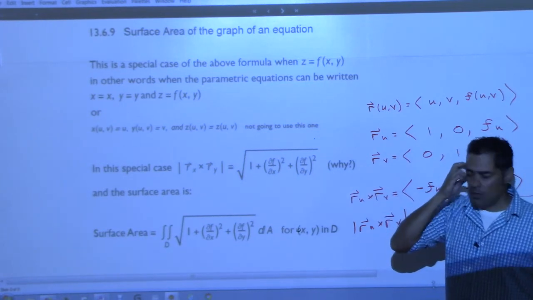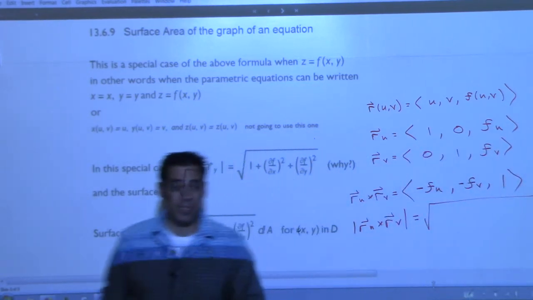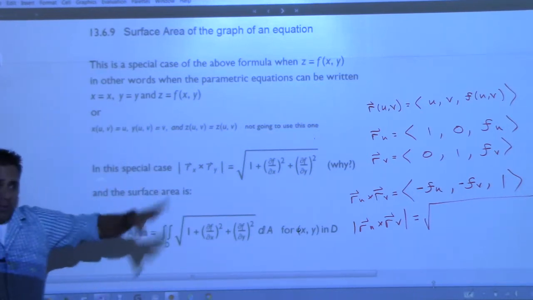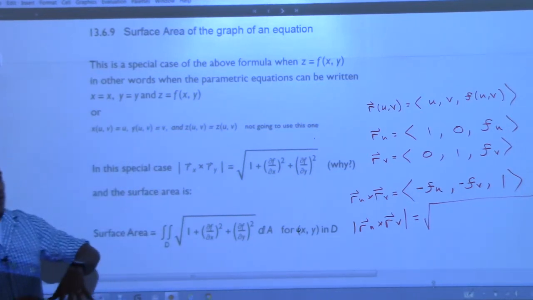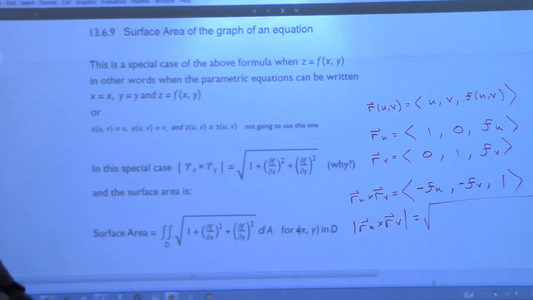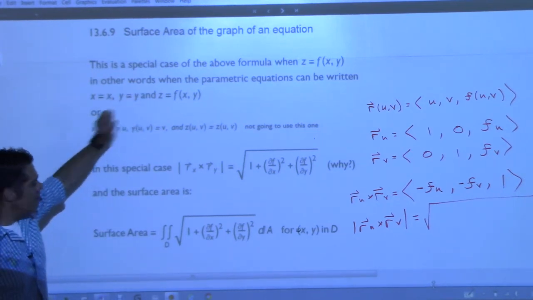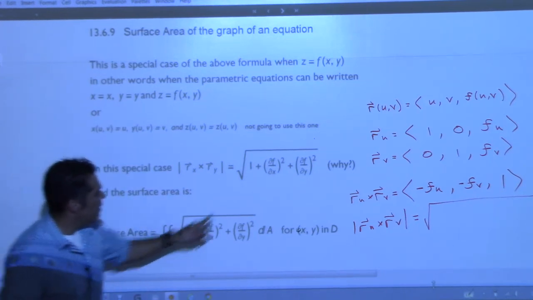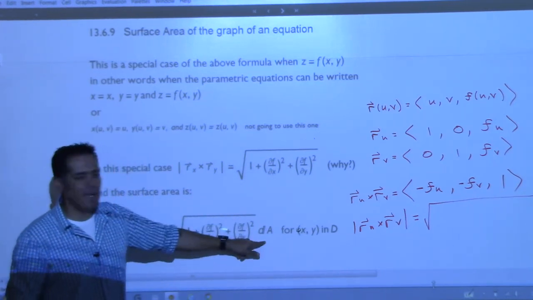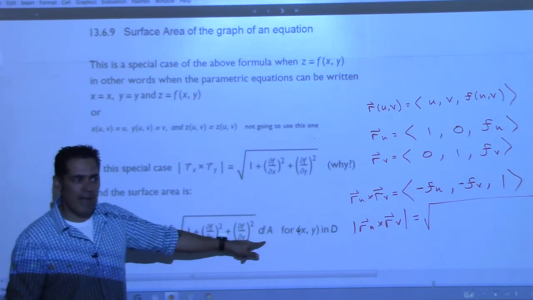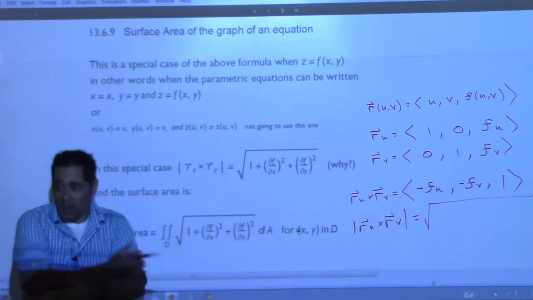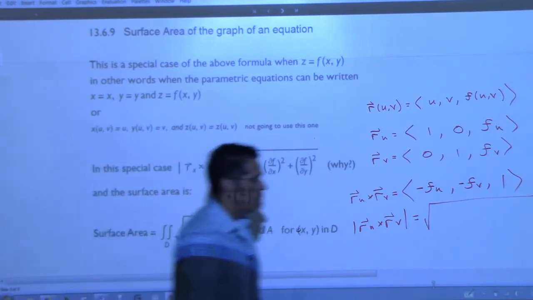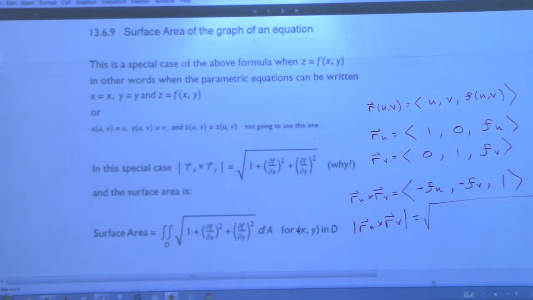Sure? So in the very special case that the surface is some function of two variables, like we've seen in the past when we were doing double integrals and things like that, the formula for surface area just becomes this thing with respect to A. So we don't have to actually go through and calculate the cross product and magnitude. We can just go straight to this. And we're going to do that in an example right now.